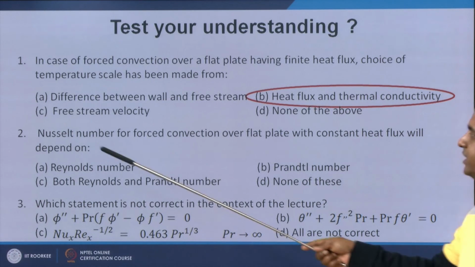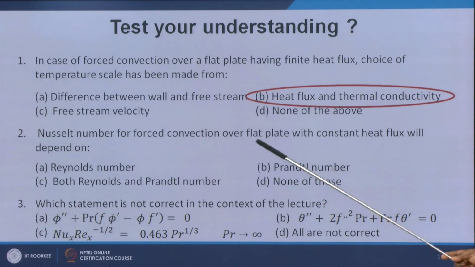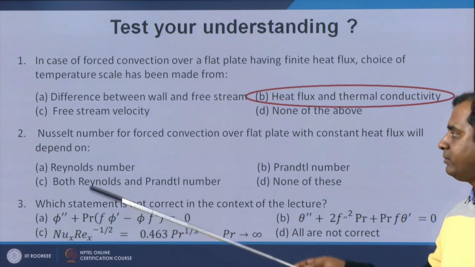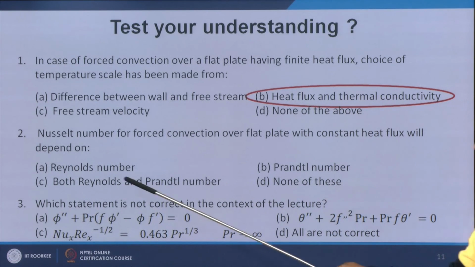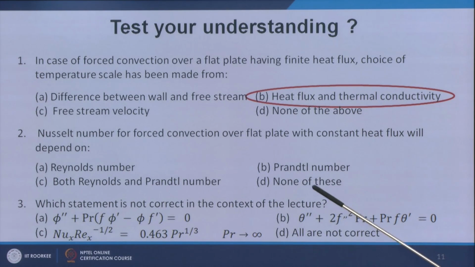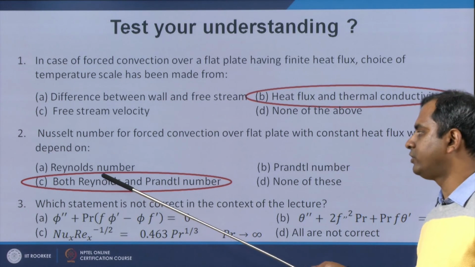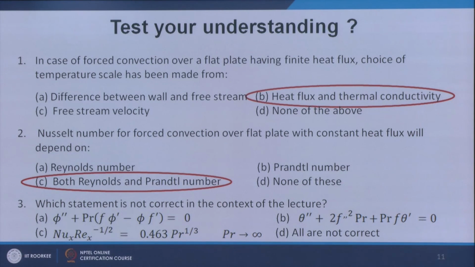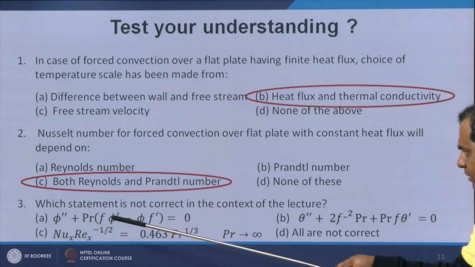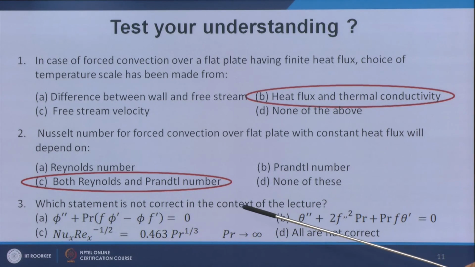Second question: Nusselt number for forced convection over a flat plate with constant heat flux will depend on, and we have four options: Reynolds number, Prandtl number, both Reynolds number and Prandtl number, and none of these. Remember, this is for the constant heat flux case over the flat plate. So obviously we know the correct one is that it will depend on both Reynolds number as well as the Prandtl number. Last question: which statement is not correct in the context of this lecture?